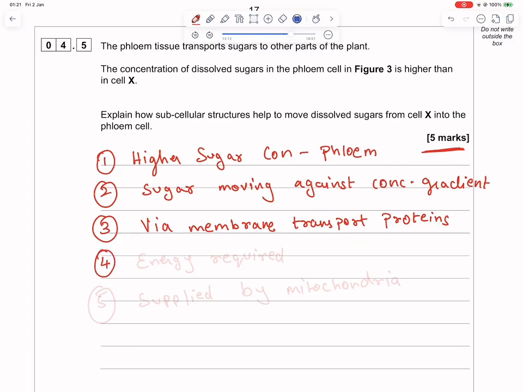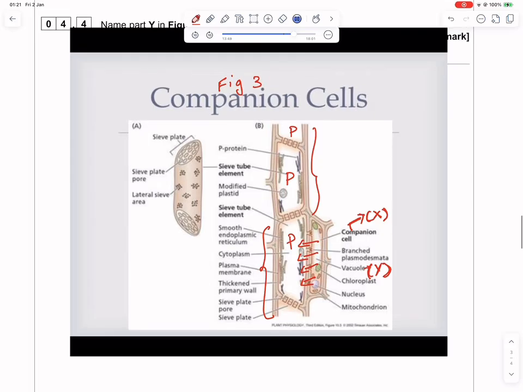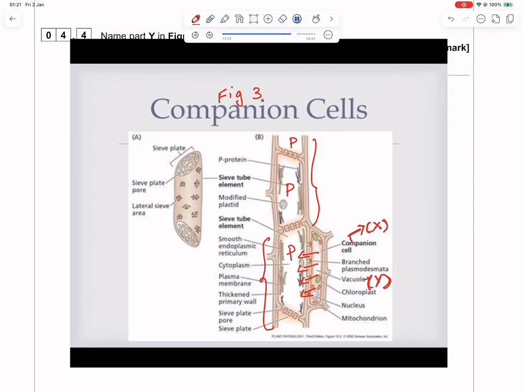And because this is against the concentration gradient, energy is required. This is very important, and the energy required is supplied by the mitochondria, because that's where aerobic respiration takes place and the cell is able to manufacture the required energy. And that will also tell you, if you have a look at this, the companion cells are very closely working with the phloem vessels. In xylem, it is a passive process wherein osmosis is happening.